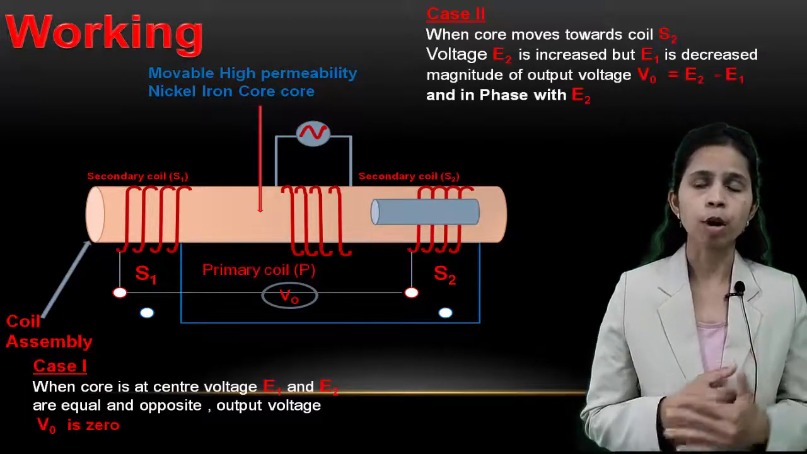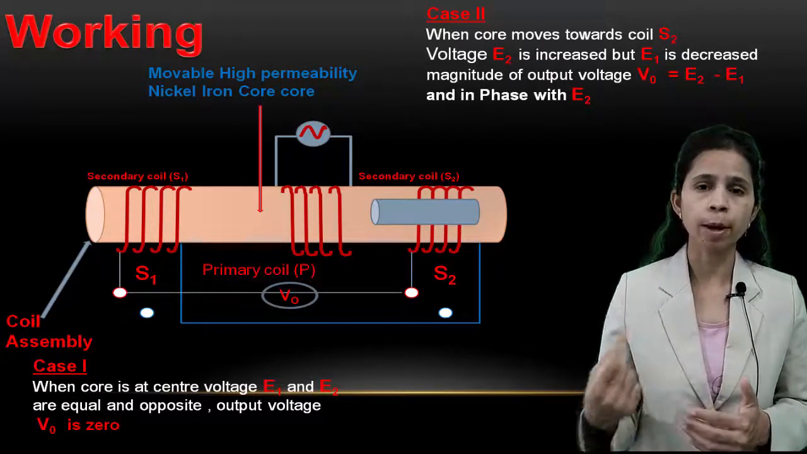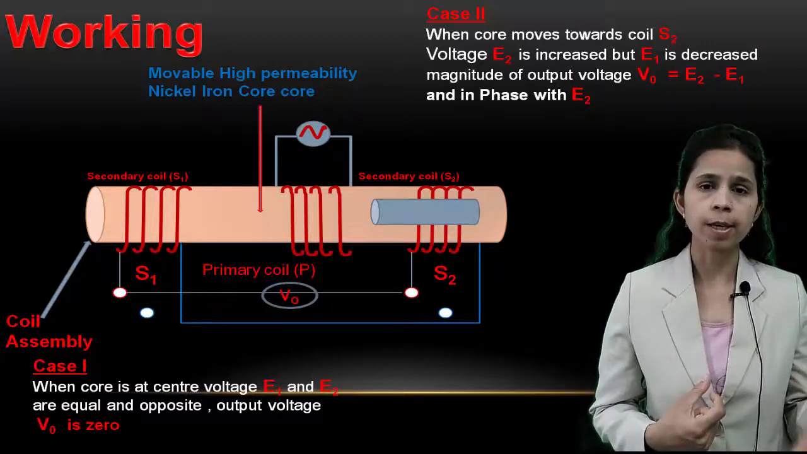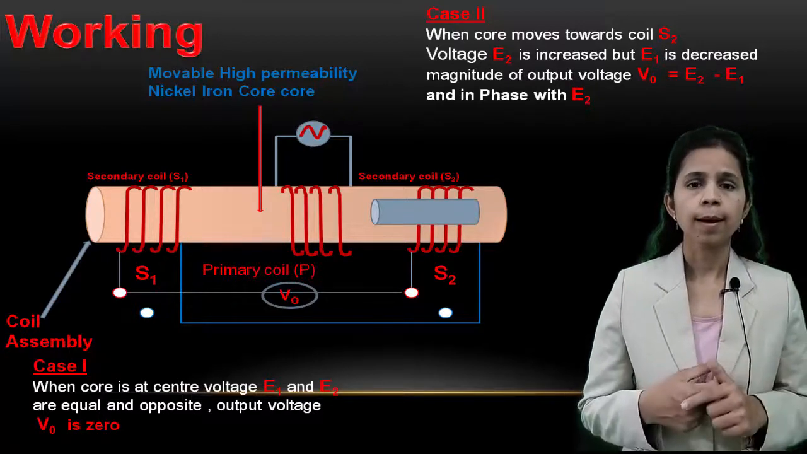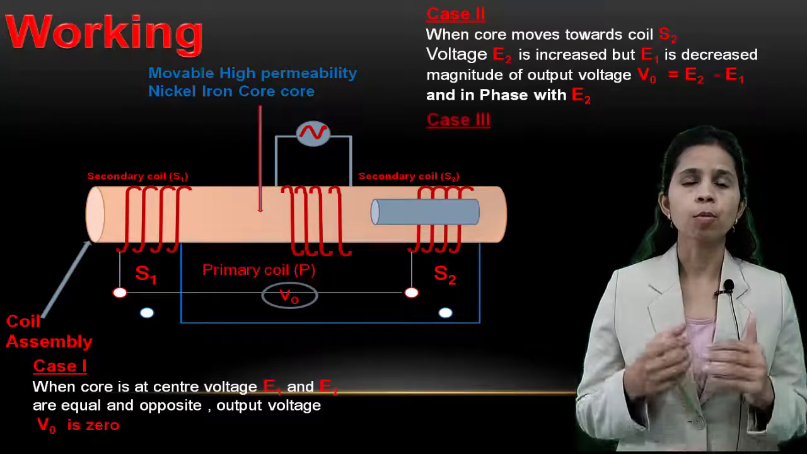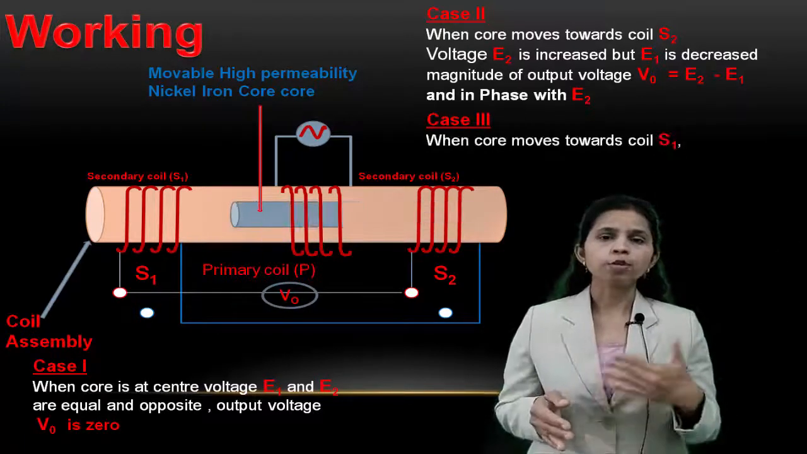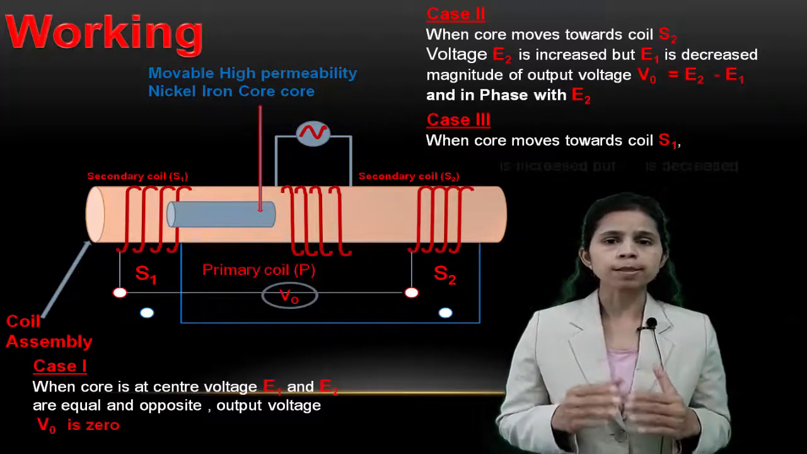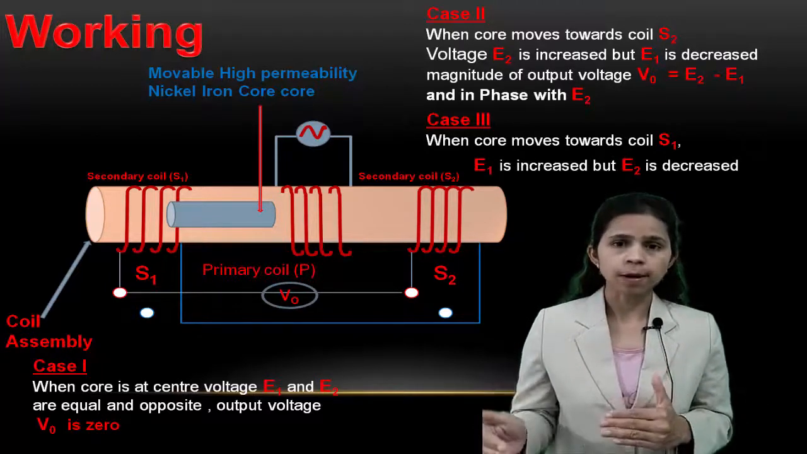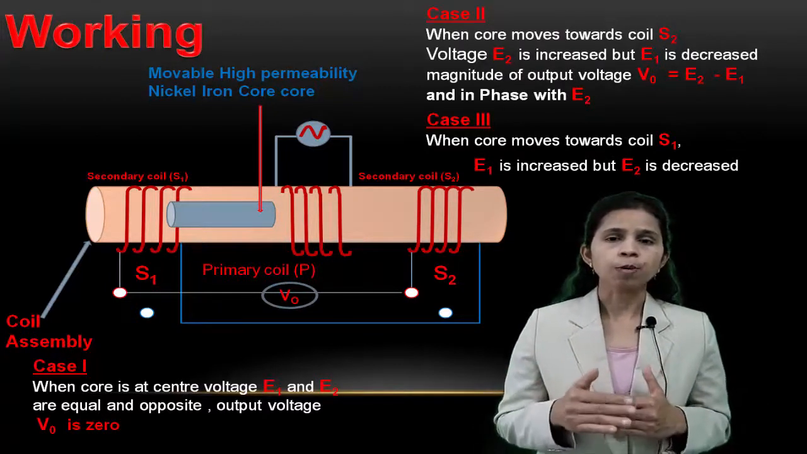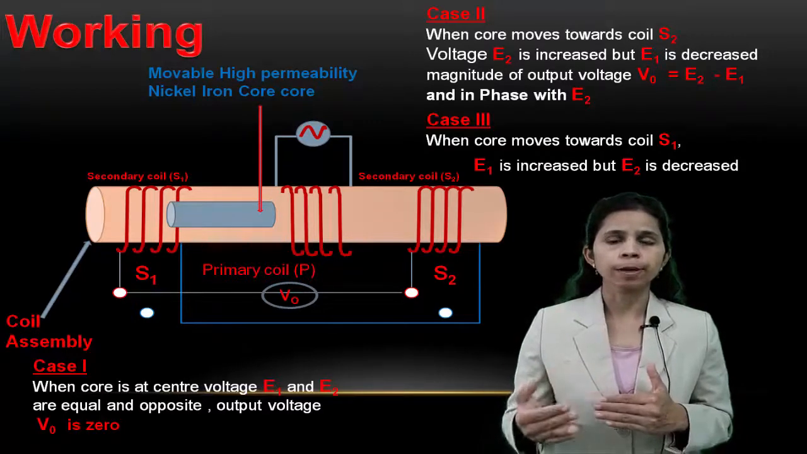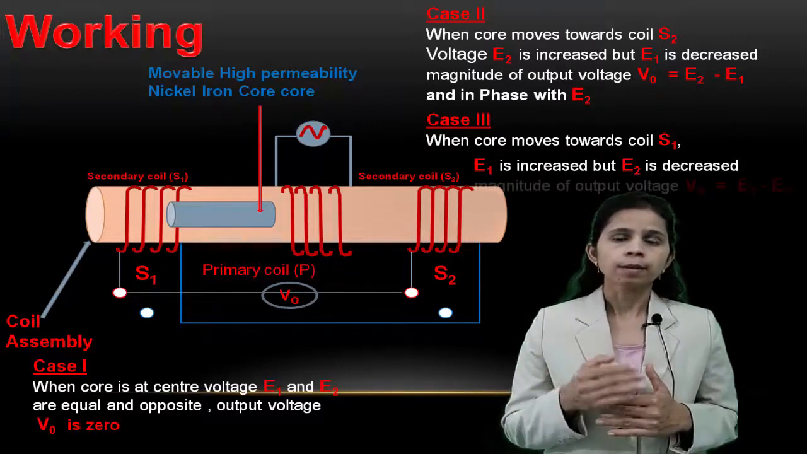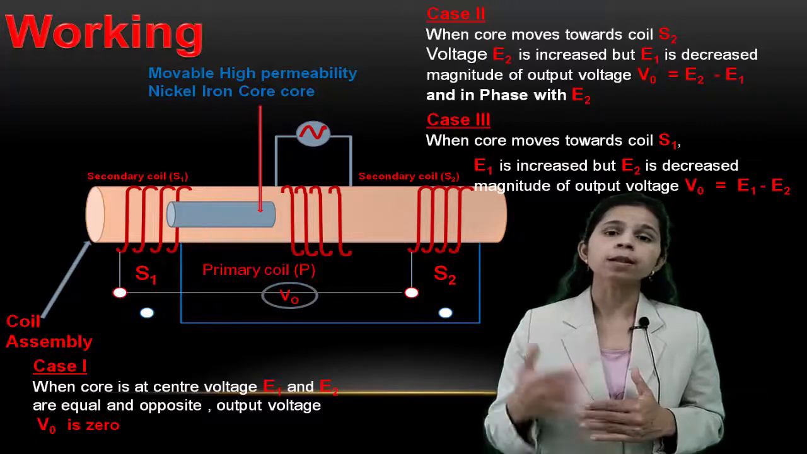So the magnitude of the output voltage V0 will be equal to E2 minus E1, and it will be in phase with E2. Case 3. When the core moves towards coil S1, the magnitude of E1 will increase and E2 will decrease because more magnetic flux is concentrated towards S1, and the output voltage magnitude V0 will be equal to E1 minus E2, and the output voltage will be in phase with E1.